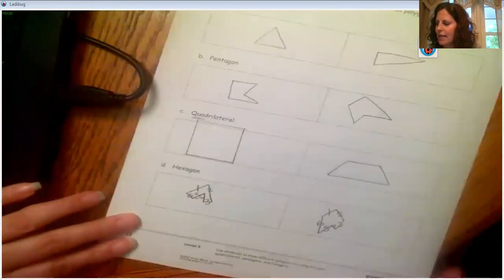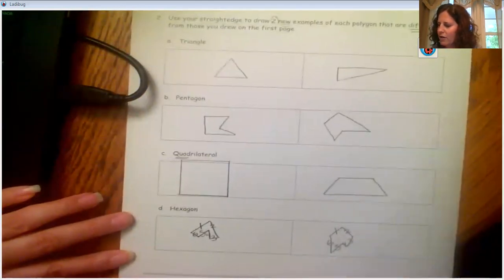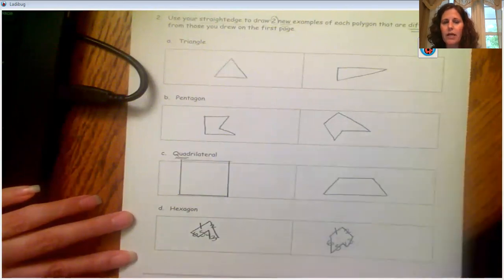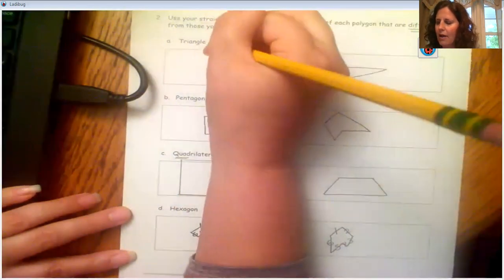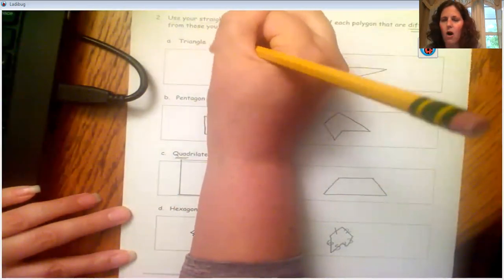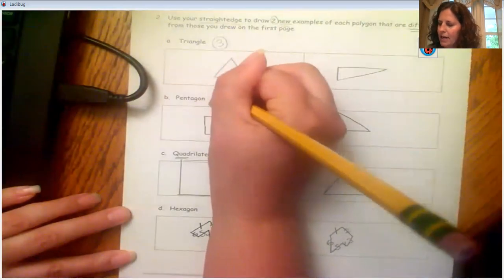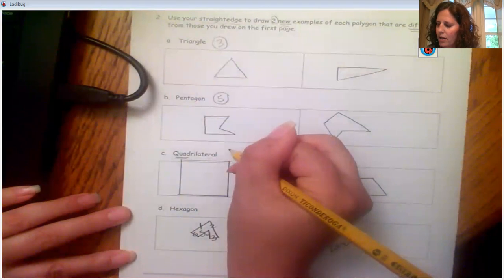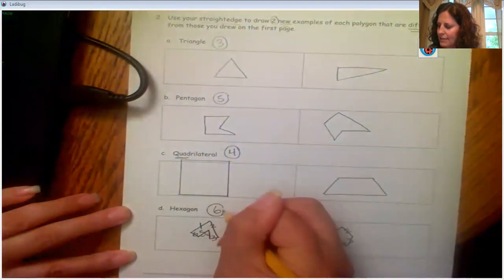So as we see, triangles, pentagons, quadrilaterals, hexagons, they can all look very different. The important thing is how many sides and angles they have. So a triangle always has 3 sides and angles. A pentagon has 5. A quadrilateral has 4, and a hexagon has 6.